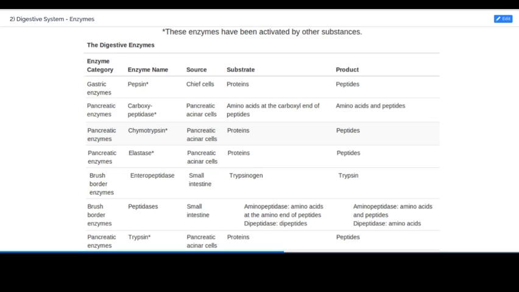Now, several of these have asterisks next to them because they're not actually secreted in their final form. For example, chief cells secrete what's called pepsinogen. And when it gets into the low pH environment of the stomach, it cuts off a regulatory section and becomes pepsin to break down proteins.